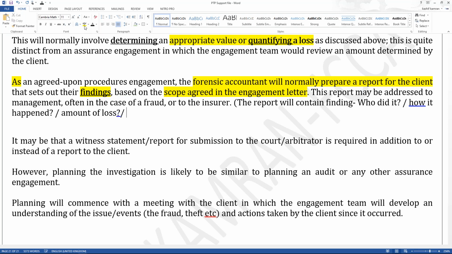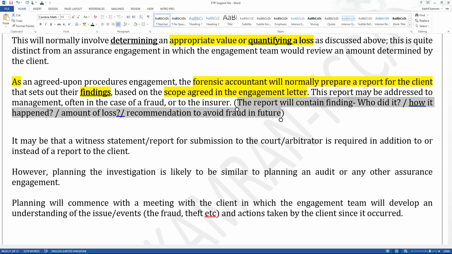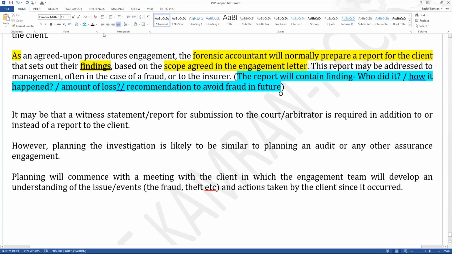And the report also contains recommendations to avoid fraud in future. So the report also contains recommendations to avoid fraud in future. So look at this bracket I just wrote in the live webinar. This one. Let me highlight that in blue. So is everyone clear what will be the report about? The report will contain findings about who did it, how it happened, the amount of loss, and how to avoid the reoccurrence of fraud in future.